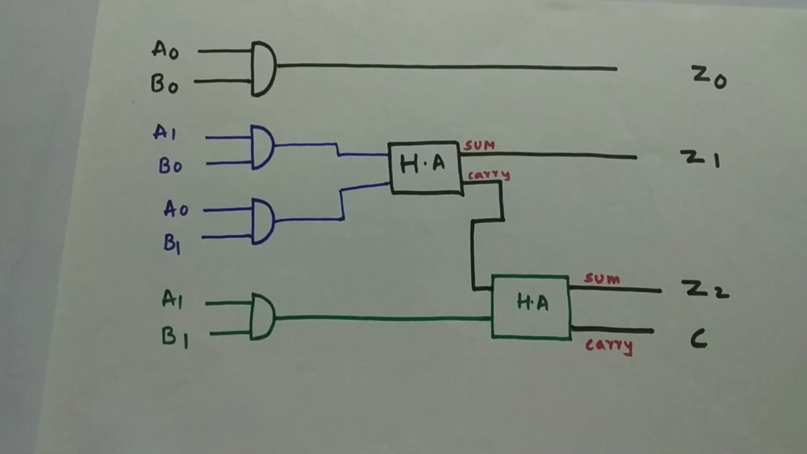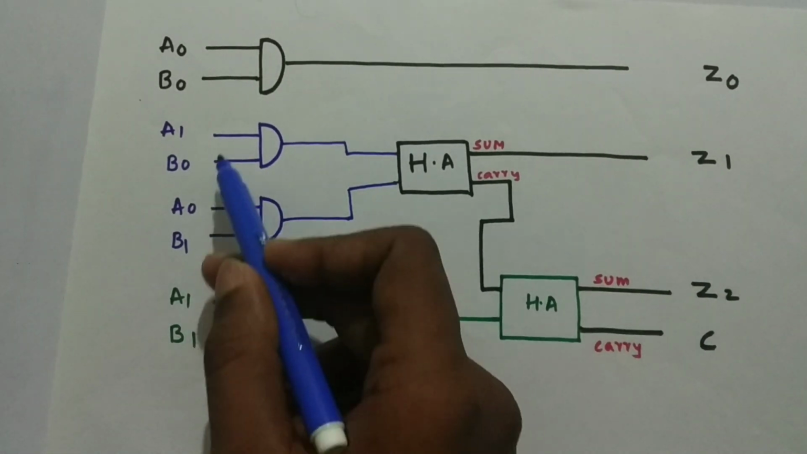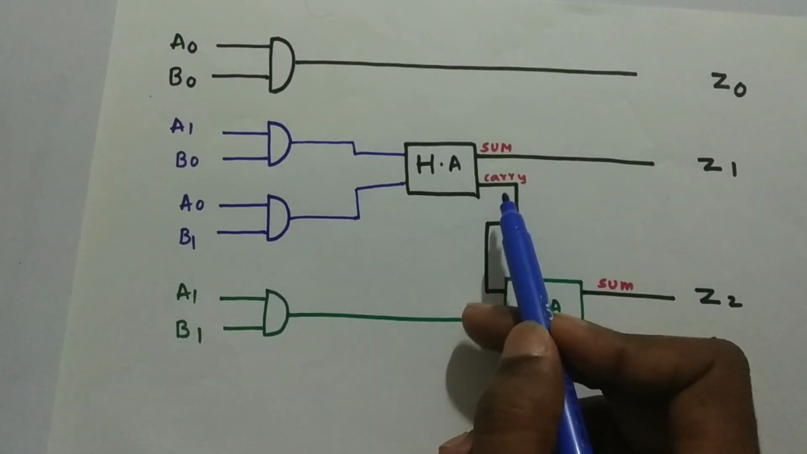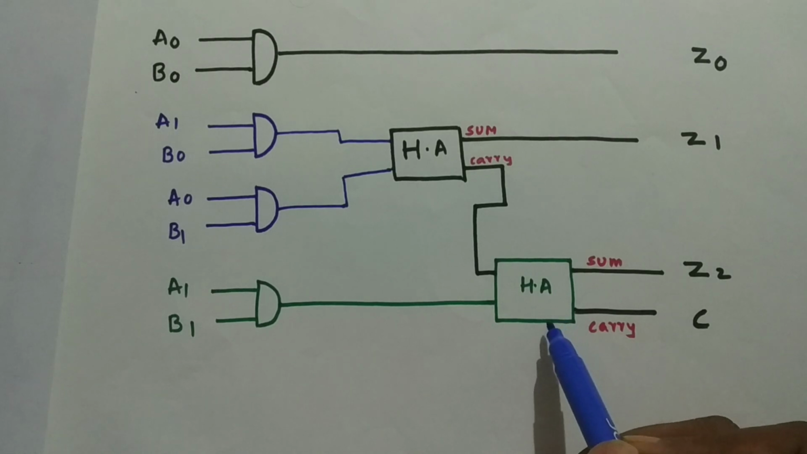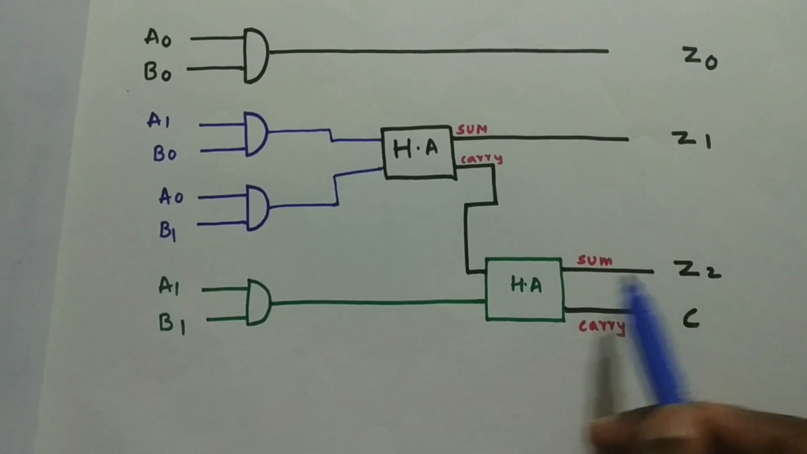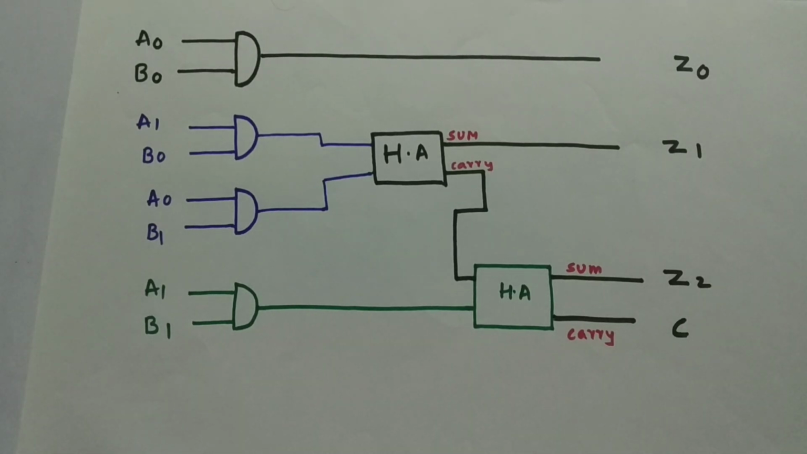The first term doesn't require any half adder, but the second term requires a half adder to add these 2 terms. This carry will be used for the next term, so we are taking this carry and giving it to the other half adder. There will also be a carry if we add these 2, so that's our C. So this is how we design a 2-bit binary multiplier, 2-bit into 2-bit.